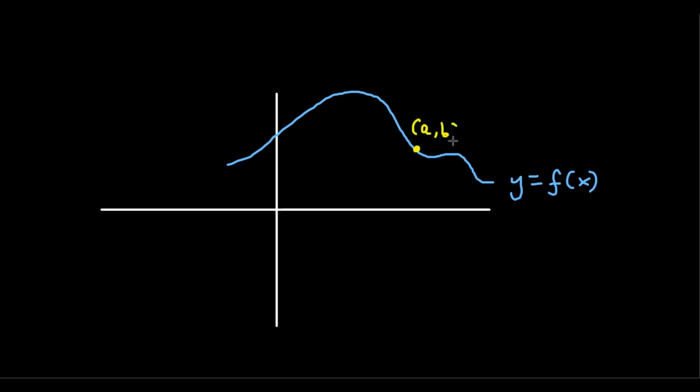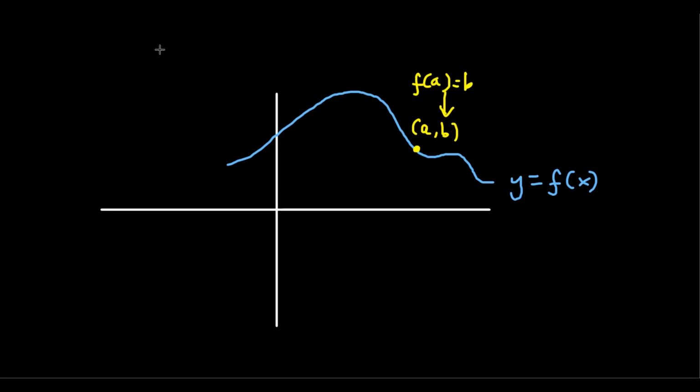So let's just say we've got a random function. Let's call that y equals f of x. So this is the graph of f of x. And then let's say we've got a point on the graph. So I'm just going to draw a point there. And let's say that's (A, B). Then the y coordinate would always be f of the x coordinate. So f of A equals B.